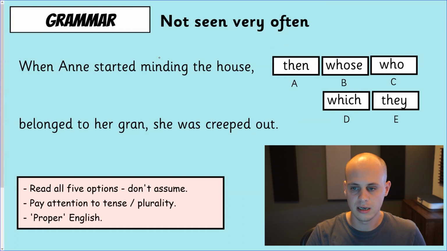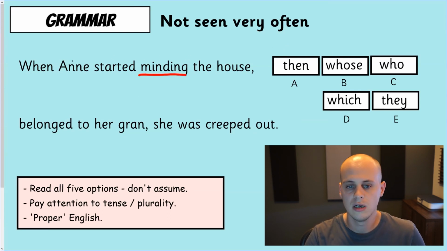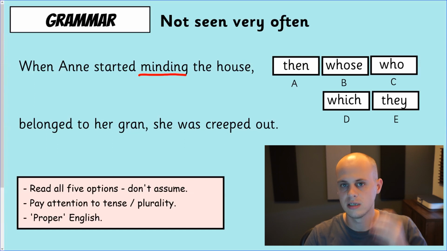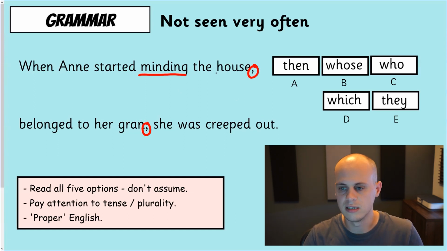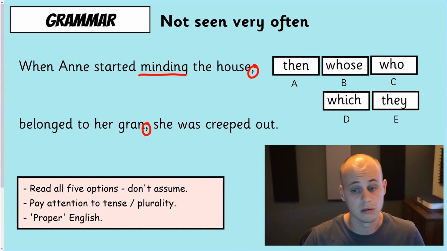When Anne started minding the house, so minding means looking after in this situation. When Anne started minding the house, something belonged to her gran. Notice we've got commas here, so it indicates extra information, a relative clause perhaps. She was creeped out. So read it one more time. When Anne started minding the house, belonged to her gran. She was creeped out. So tip number 1, read all 5 options and read it with the sentence as well.